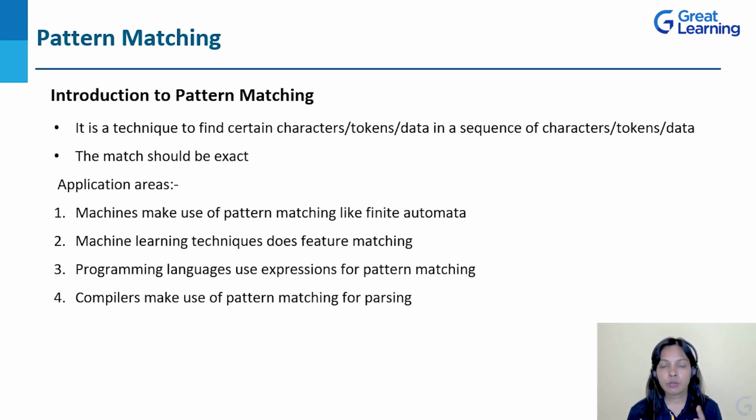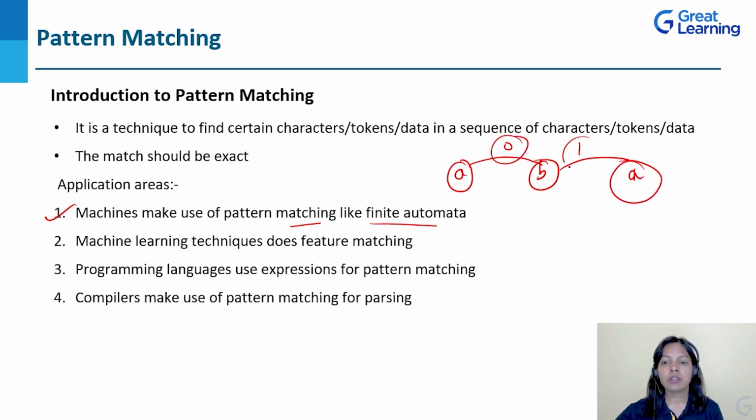In real scenarios, there are so many places where pattern matching is done. If I talk about only the computer science domain, there are a lot of places where pattern matching is done. For example, the first one is that machines make use of pattern matching. If you remember from the concepts of automata theory, that is all about patterns, right? One state to another state, how the machine transfers, that is, the pattern is studied in the form of zeros and ones. So that is one of the application areas for pattern matching.